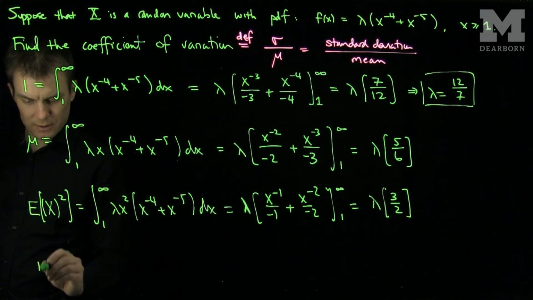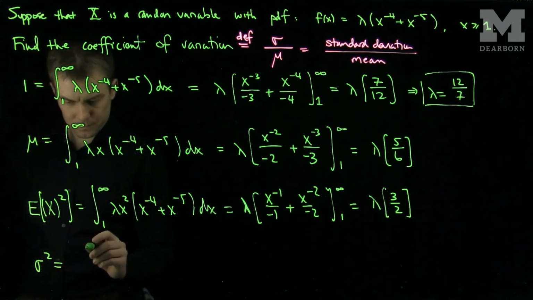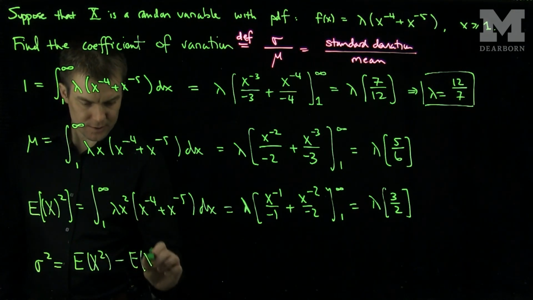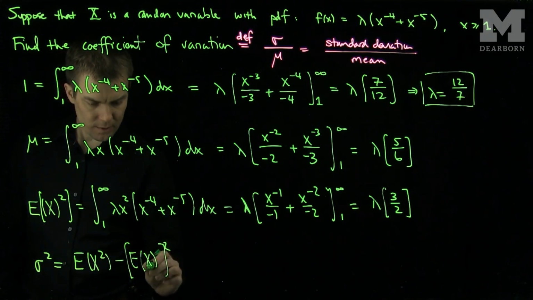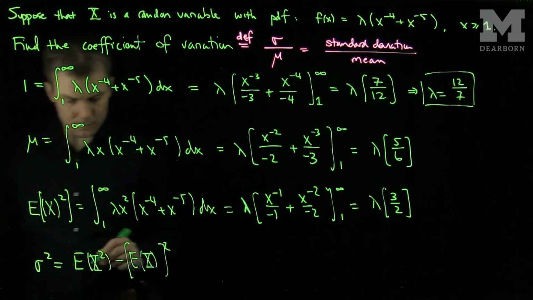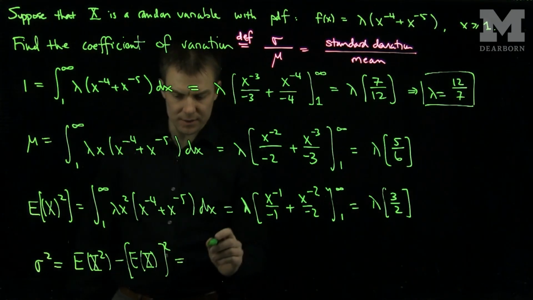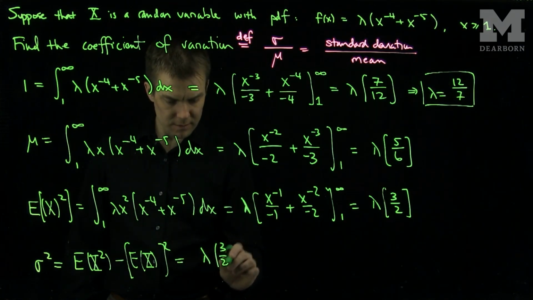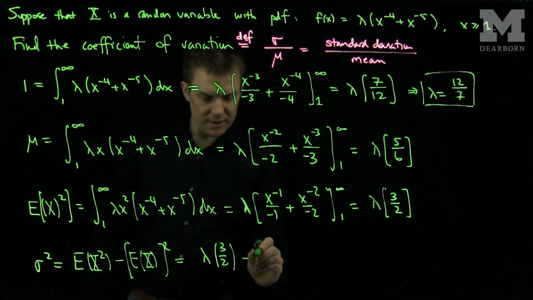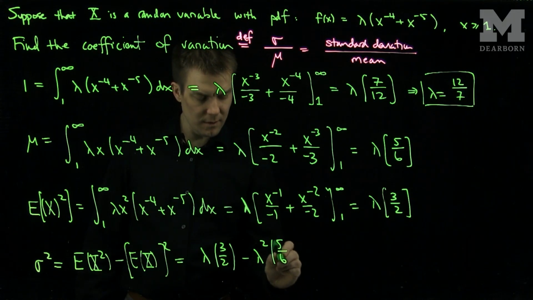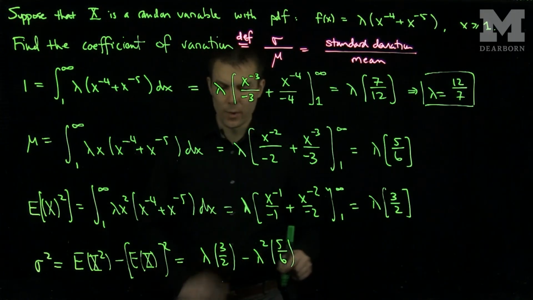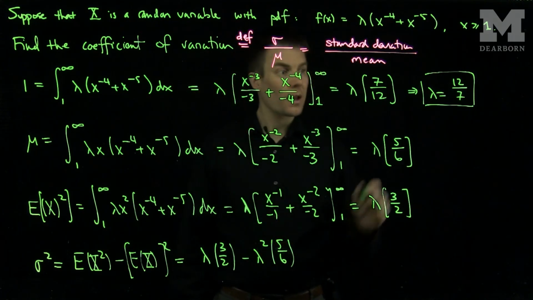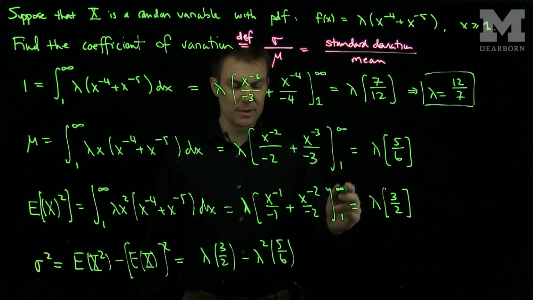So the variance, sigma squared, is the expected value of x squared minus the expected value of x, quantity squared. The expected value of x squared is lambda times 3/2, minus the mean squared, which is lambda squared times 25/36. The square root of this will be the standard deviation, and we'll divide that by the mean, which we know is lambda times 5/6.